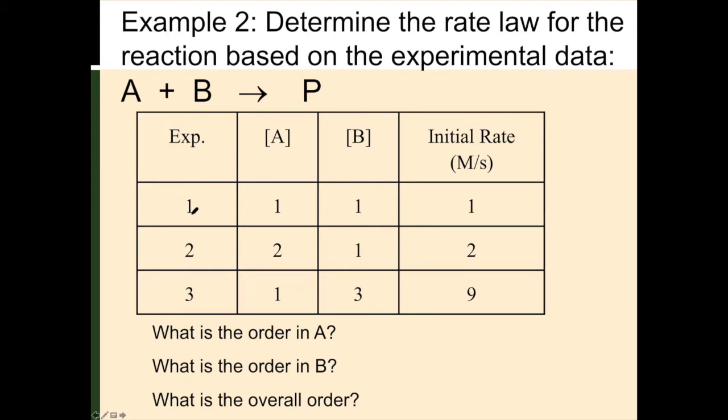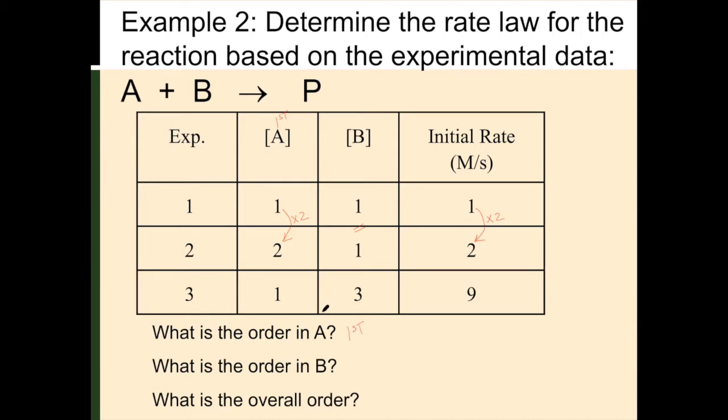So notice how we compare experiment 1 versus experiment 2. I hold the concentration of B constant, so the concentration of B stays the same, they're equal. But what happened with the concentration of A is that I doubled it. I multiplied it by 2. Well, what happened to the rate of the reaction when I doubled the concentration of A? Well, it also went up by a factor of 2. So again, this is directly proportional. If I doubled A, I doubled the rate. So that means that A must be first order, because doubling the concentration of A doubles the rate.